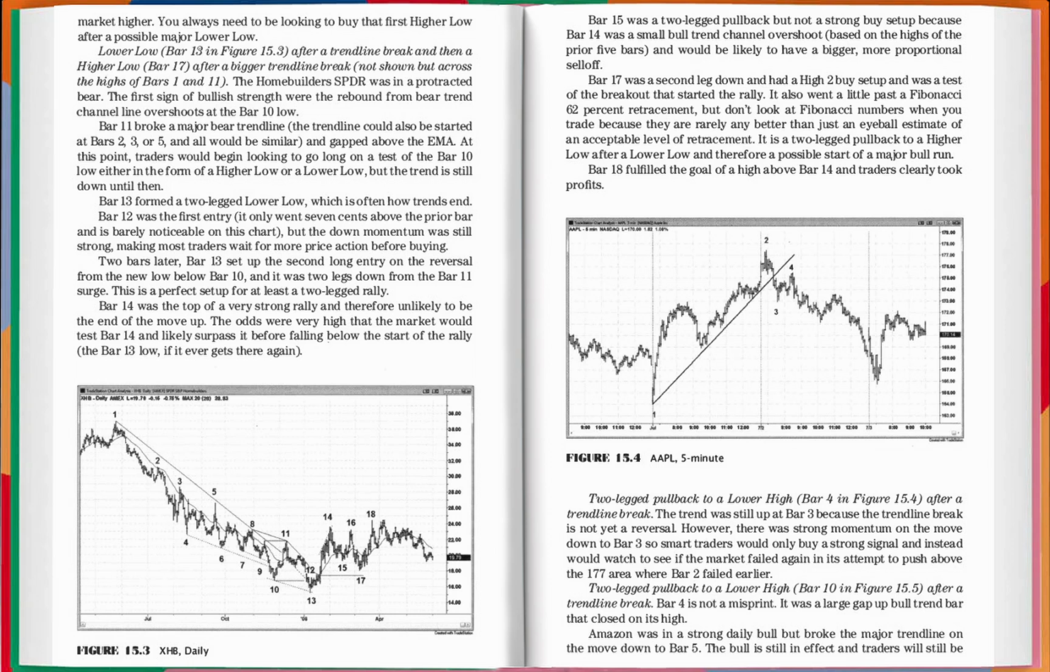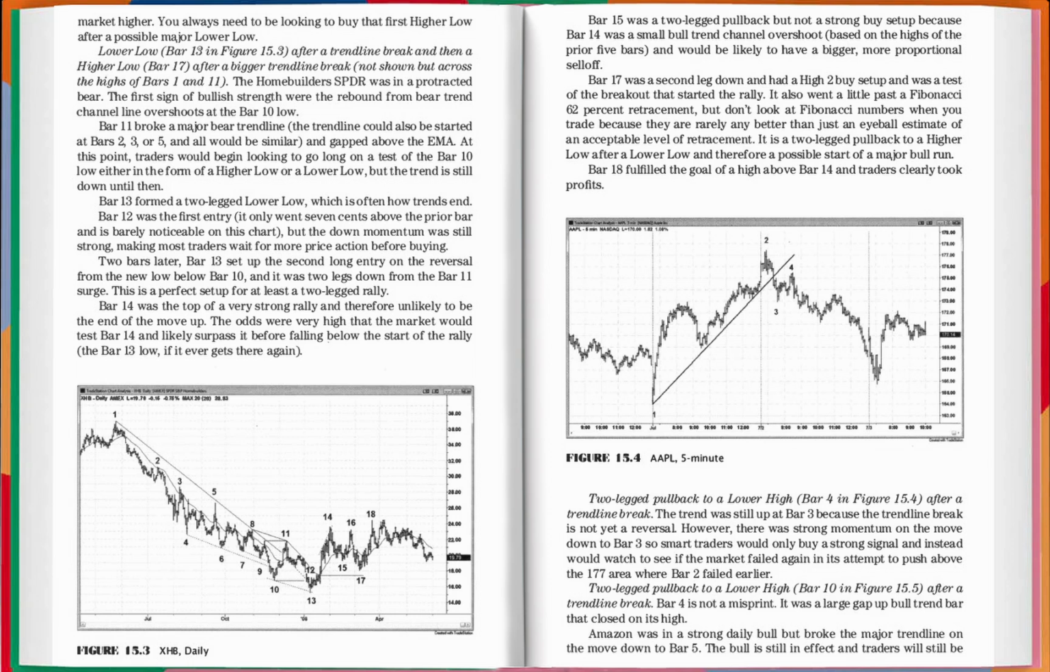2-legged pullback to a lower high, bar 4 in figure 15.4, after a trendline break. The trend was still up at bar 3 because the trendline break is not yet a reversal. However, there was strong momentum on the move down to bar 3, so smart traders would only buy a strong signal, and instead would watch to see if the market failed again in its attempt to push above the 177 area where bar 2 failed earlier.